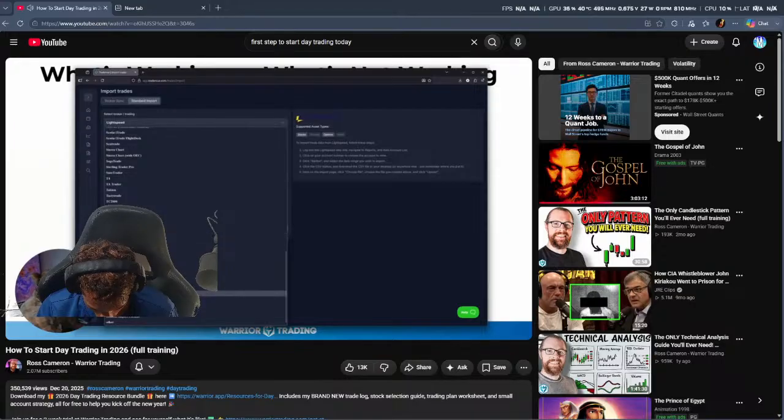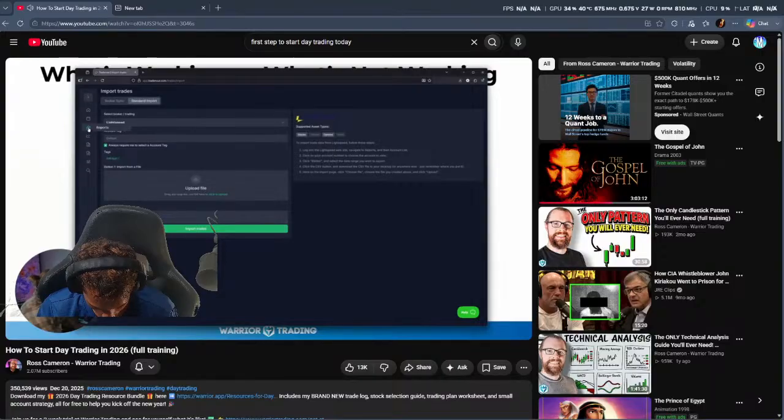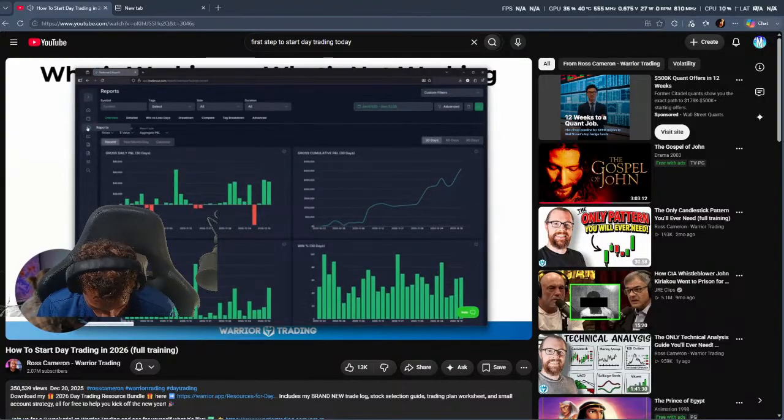Warrior Trading is on here. We've got our Warrior Trading Simulator. You can import from that. For those of you who are using our simulator, you've got E-Trade, you've got Interactive Brokers. So you import all of your trades, and then once you've imported your trades, you go to reports, and now this is where you can start really getting dialed in on what am I doing that's working.